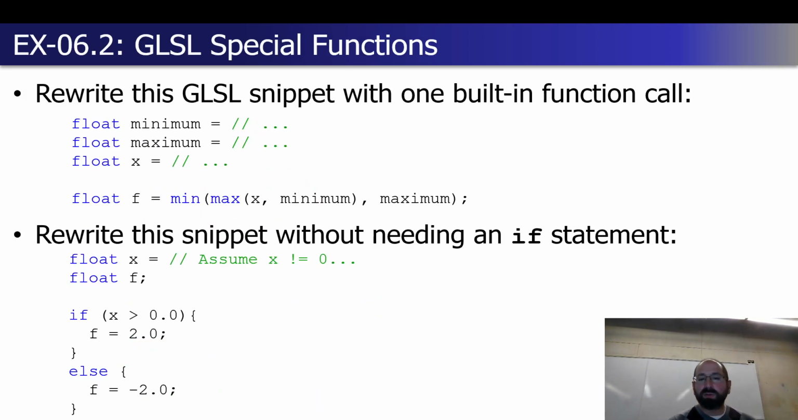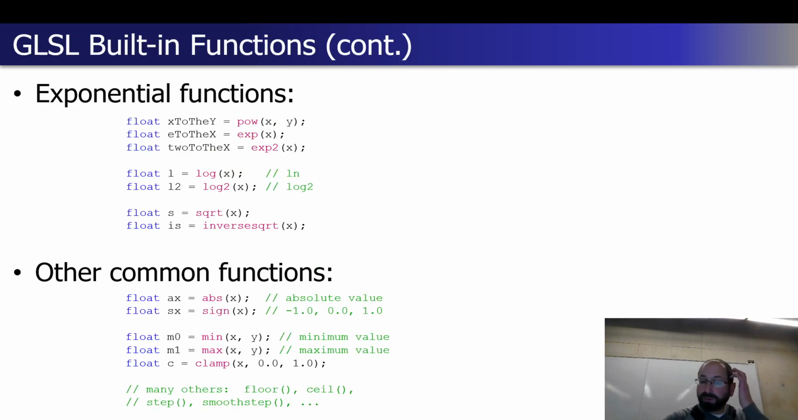How about this one? May or may not be a thing you would otherwise use. This is a slightly more contrived example, but still, assuming x is not equal to 0 as an input to this, we want to calculate a value f. If x is positive, it should be 2.0. If x is negative, it should be negative 2.0. What would we use for this one? 2 times the, whichever one is the positive. Sine, yep, 2 times sine of x. Sine, signum, whatever you want to call it, the actual positive or negative sign of x would give us that result.